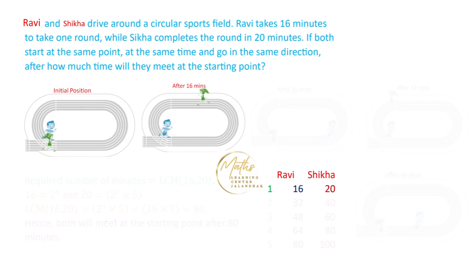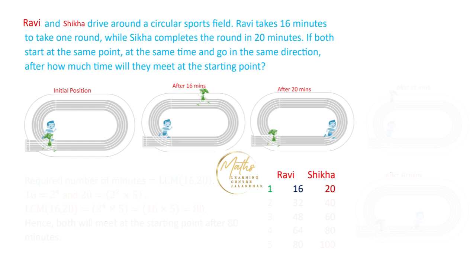Now what will happen after 20 minutes? After 20 minutes, Shikha has reached this initial point, and Ravi has moved further to this point. Now at this stage both of them have completed one round, but look at this initial point. When Ravi was at the initial point, Shikha was not at the same point. Now when Shikha is at this point, Ravi is not at the same point. What we have to find is after how many rounds they will be again at the same point.